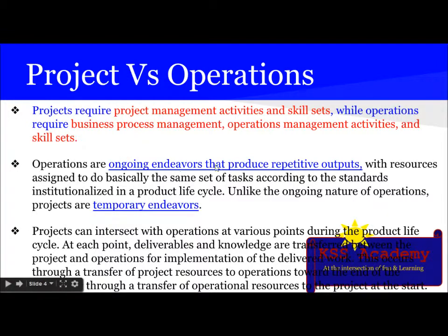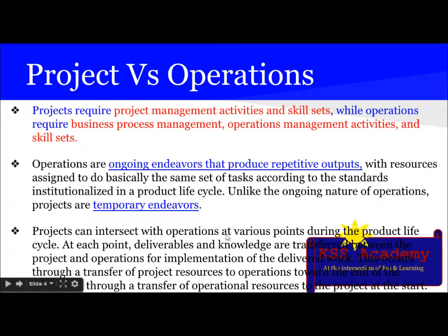Operations are ongoing endeavors that produce repetitive outputs, with resources assigned to do basically the same set of tasks according to the standard institutionalized in the product life cycle. Unlike the ongoing nature of operations, projects are temporary endeavors. So this is the main difference: operations are ongoing and repetitive in nature, while the project outputs are temporary and have a unique outcome.